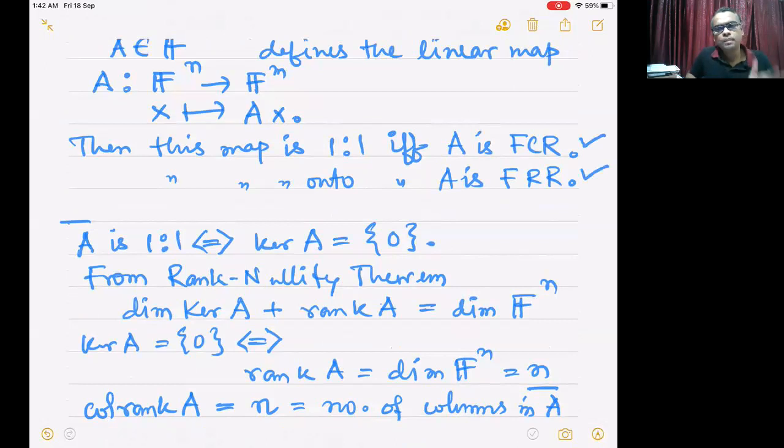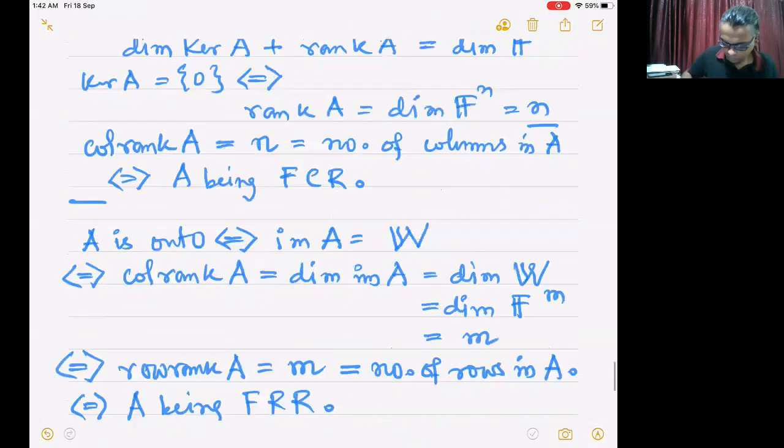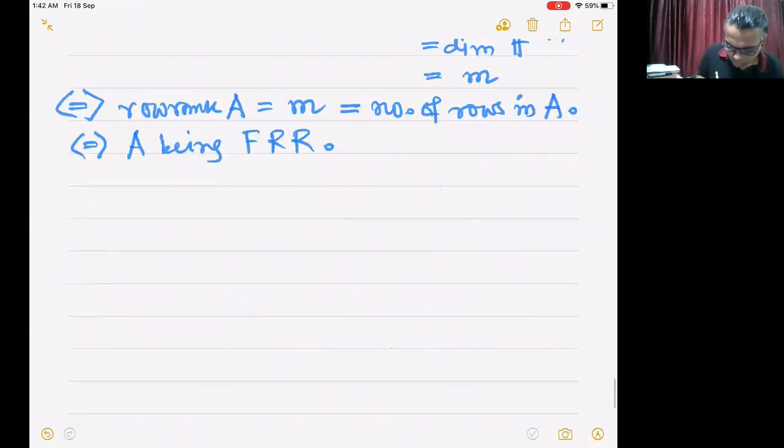So one-to-one if and only if full row or full column rank, onto if and only if full row rank. Okay, so think about this. Now we are going to look at a situation.